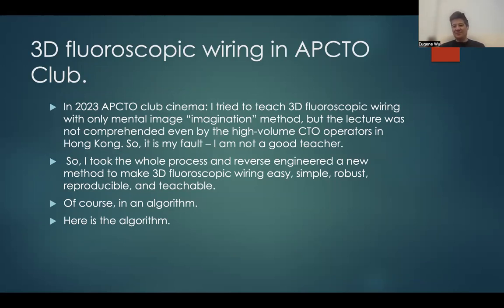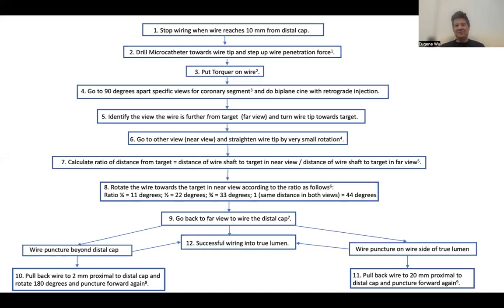I'm a bad teacher. So I spent the last few months, 6 months or so, working on and reverse engineering the whole 3D fluoroscopic wiring thing. And it's now to try to make a method of 3D fluoroscopic wiring that's easy, simple, robust, reproducible, and teachable. And of course, in an algorithm, since I'm the algorithm guy, this is the algorithm. It's a 12-step simple algorithm.